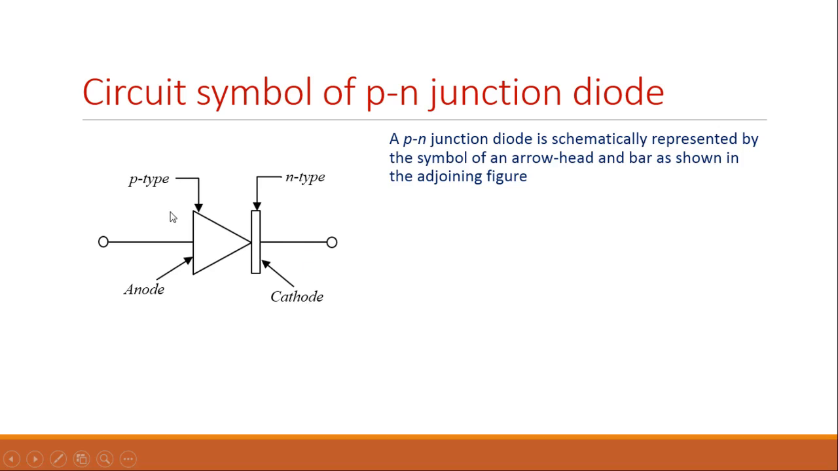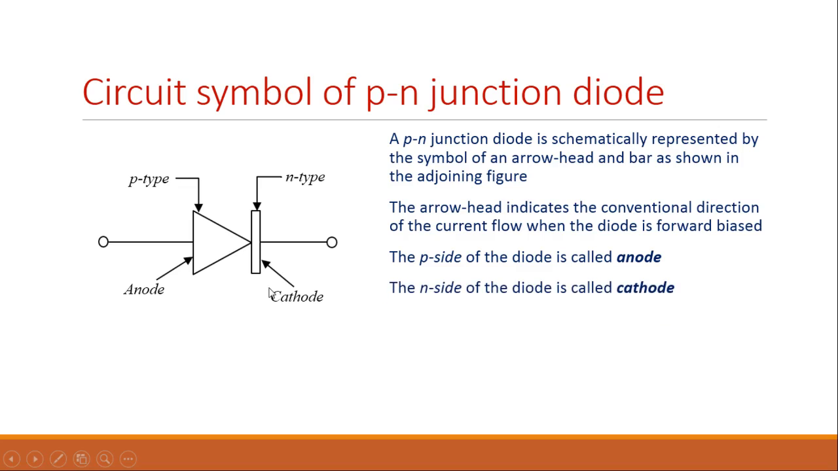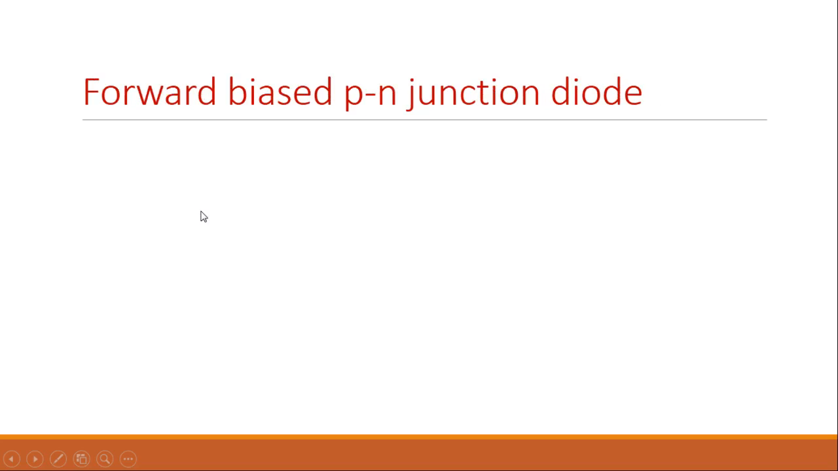The arrowhead represents the P type, or it is also known as the anode, and the vertical bar, rectangular vertical bar, represents the N type semiconductor in the PN junction diode. It is also known as cathode. So, remember again, the P side of the diode is called anode, the N side of the diode is called cathode.